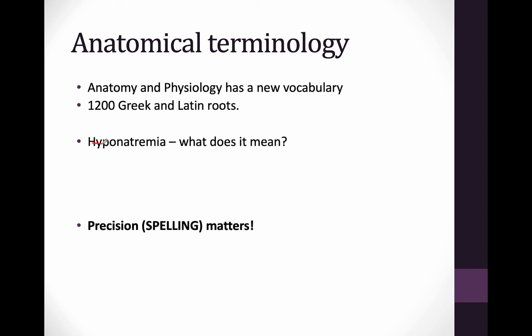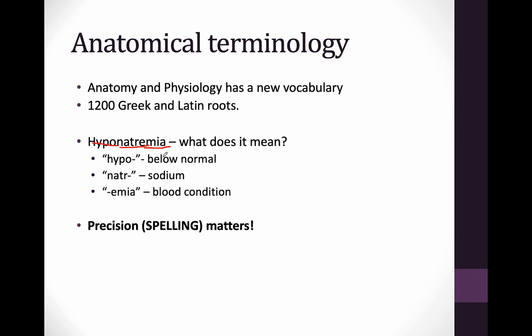But the word hypo, right? Hypo means below normal, so less than, the opposite of hyper. Natri is going to mean sodium. So this means that we're talking about some kind of low amount of sodium. And then this suffix here, emia, means of the blood or blood condition. So what this word means is a low sodium in the blood.